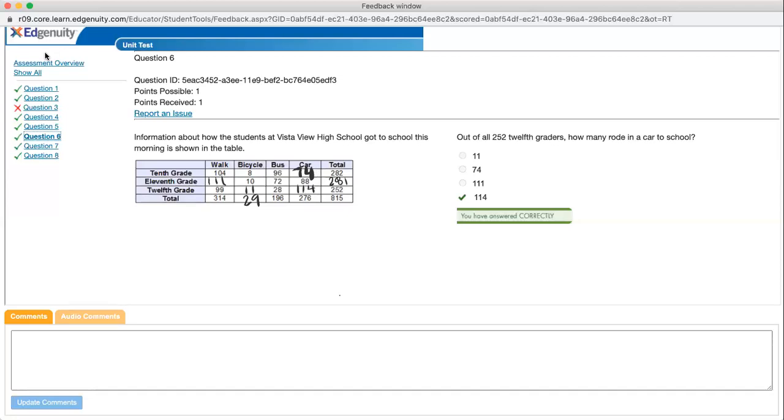So just looking at the answers that we have, out of all the 252 12th graders, so looking at the 252 12th graders right here, how many rode in a car? So if I'm looking at car, that means that there's 114. Yay, I did some kind of math, right? Okay.